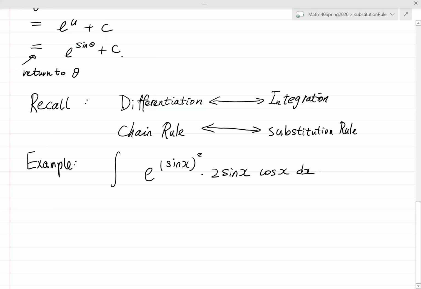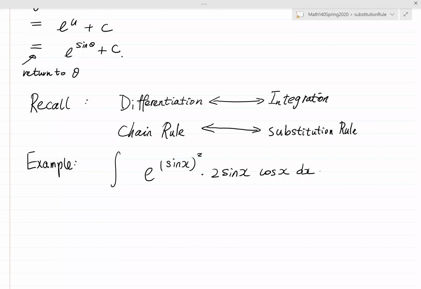Once we have an example, the first question is to check whether it is in the antiderivative table. For this example, it's not, so we should use other techniques. Here we use the substitution rule. Then the next question is what factor do we substitute?